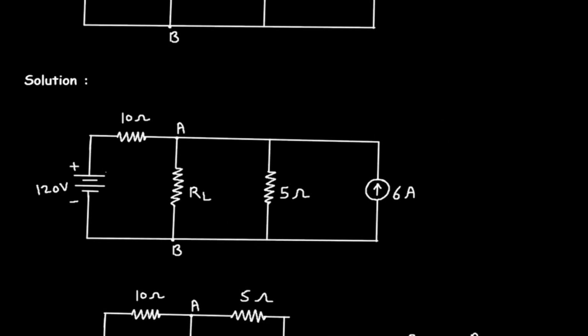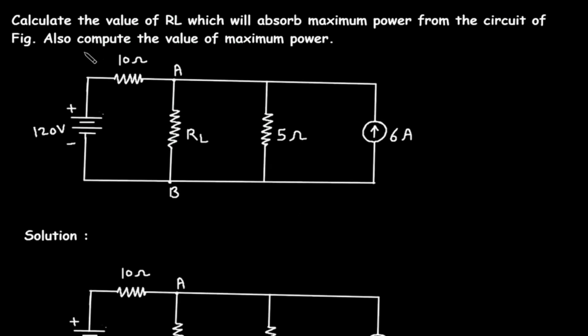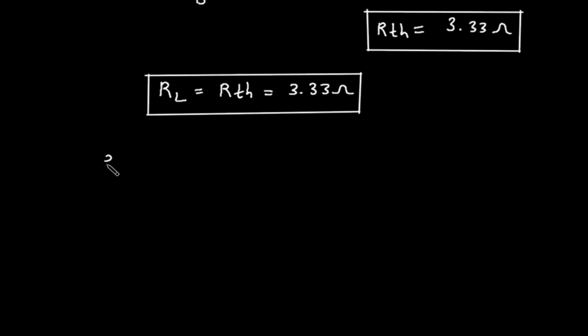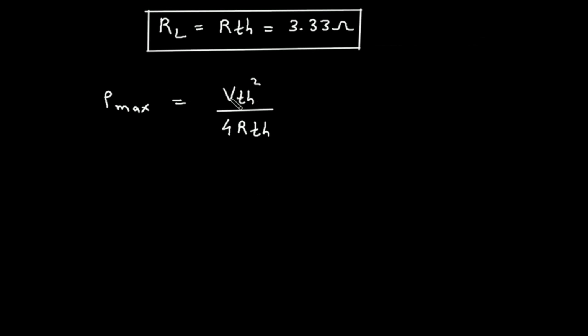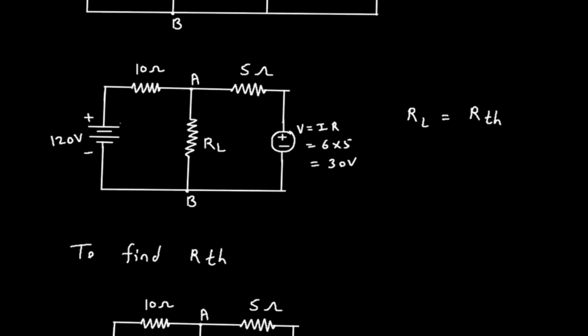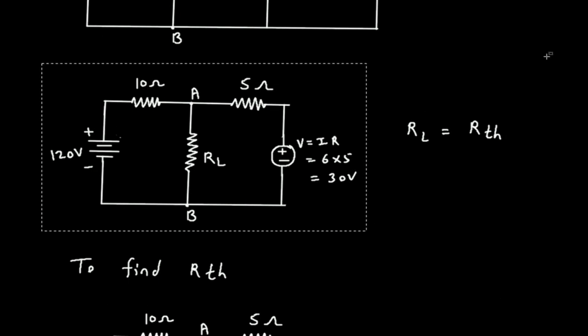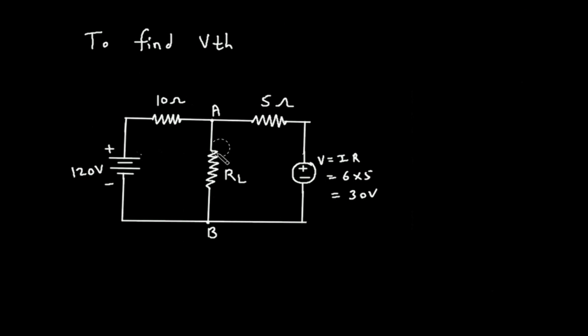Next we have to compute the value of maximum power. So for maximum power, the formula is P max is equal to VTH square divided by 4 RTH. So we have the value for RTH, but we don't have the value for VTH. So we have to find VTH. To find VTH, again we have to redraw this circuit. To find VTH, we have to remove this RL and this will be our VTH. This will be positive and this will be negative.